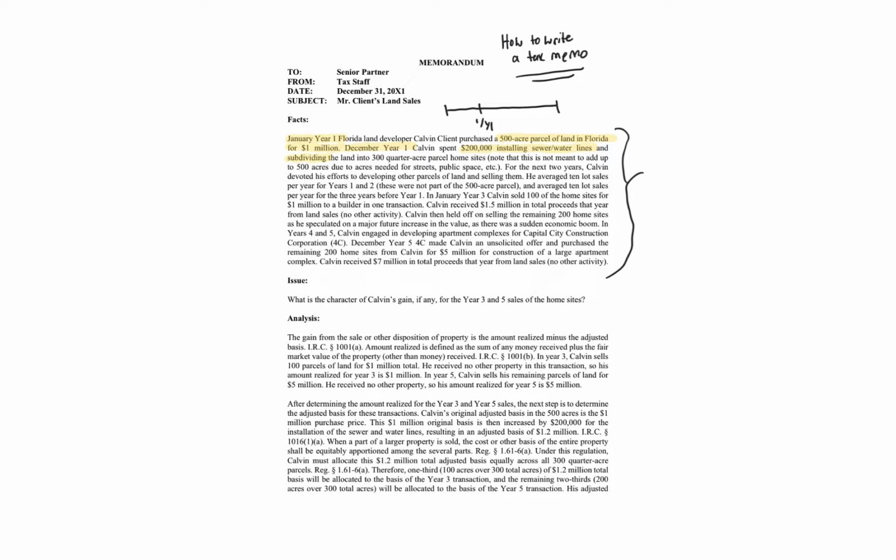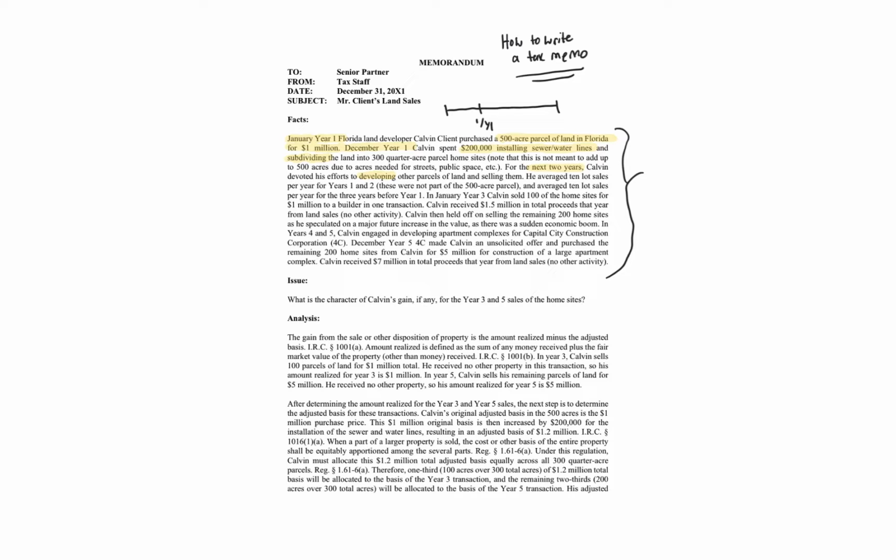Maybe shopping areas, residential areas, things like that, okay? So for the next 2 years, again, dates are very important. So next 2 years, Calvin devoted his efforts to developing other parcels of land and selling them. Not the 500-acre parcel in Florida, but other parcels.